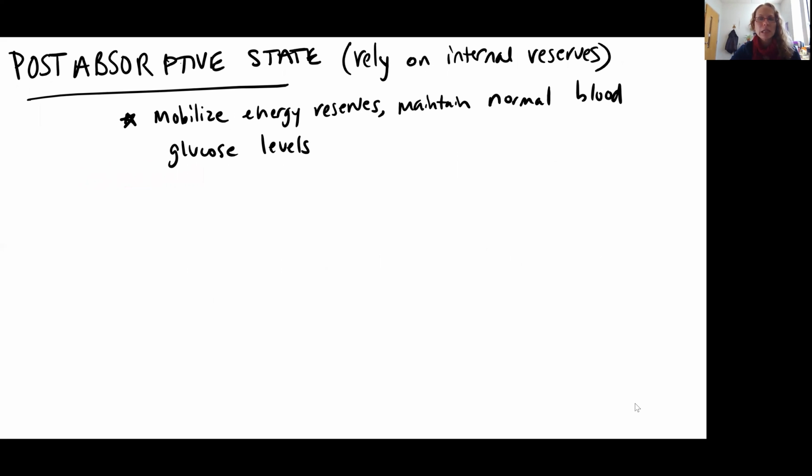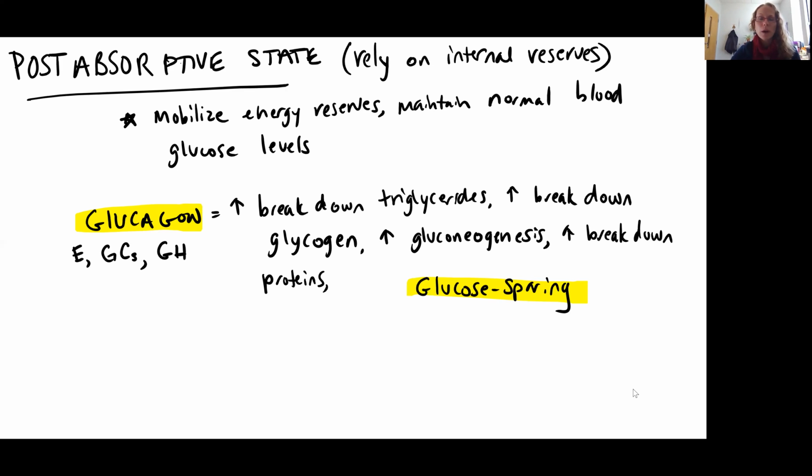And then in order to maintain your normal blood glucose levels, you're going to do a lot of what are described as glucose-sparing activities, and we've talked about this previously. The primary hormone involved here is glucagon, but also helping glucagon, you have epinephrine, you have glucocorticoids, and also growth hormone is assisting here. The glucagon is doing the opposite of insulin, so it's going to increase the breakdown of your triglycerides so that you can release fatty acids into the bloodstream so that your cells can use the fatty acids to make ATP because glucose is limited.